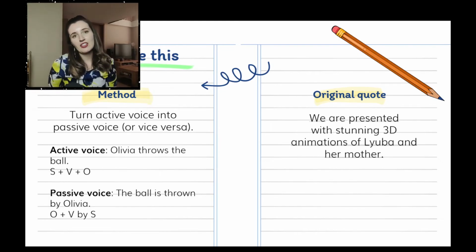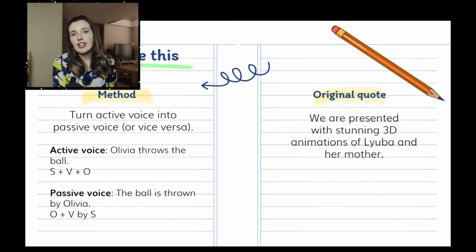The next method of paraphrasing is to turn active voice into passive voice, or the other way around, you could turn passive voice into active voice too. Maybe you're wondering what that means. Active voice is basically when you say that the subject is doing something to the object. So for example, Olivia throws the ball. Here we have got Olivia, who is the subject. What is she doing? She's throwing. And what is she throwing? The ball, which is the object.